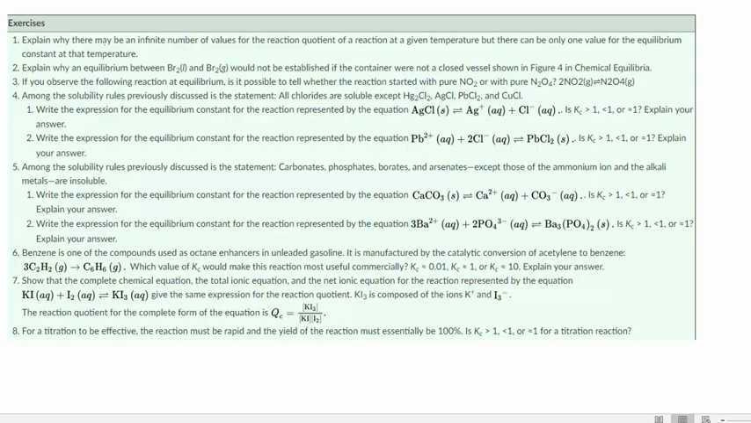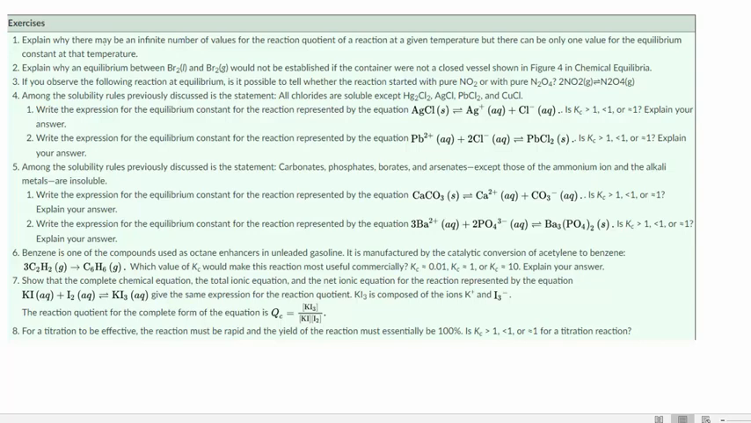Number 2, explain why an equilibrium between bromine liquid and bromine gas would not be established if the container were not a closed vessel. Well, that's because the gas would then be escaping to the room. It's not a closed system. So more of the bromine liquid would be evaporating into the gas than the gas recondensing into the liquid, because that gas would then be escaping.